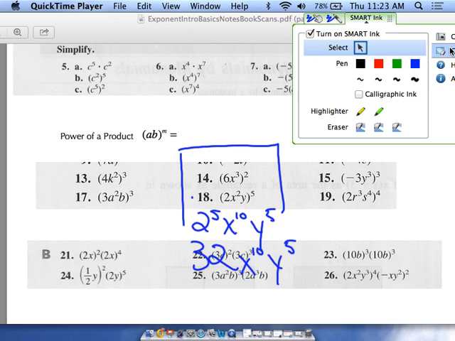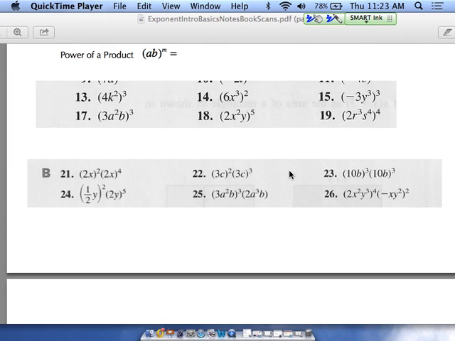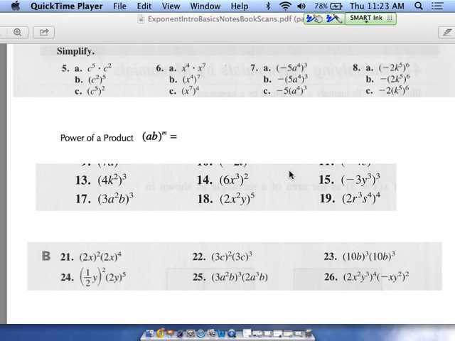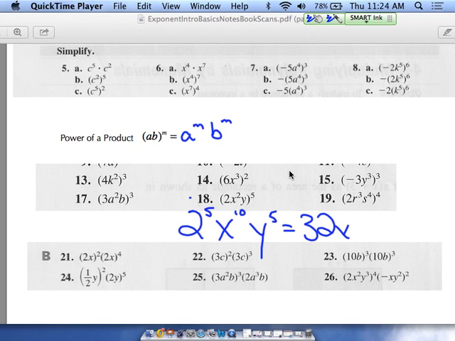Now the best way to use the properties is to combine all three that are on your notes. So the last property, I have a product inside parentheses, which I'm raising to a power outside of the parentheses. So you take each factor inside parentheses and raise it to the power that was sitting outside the parentheses. So a problem like number 18, I would interpret that as 2 raised to the power of 5, x raised to the power of 2 times 5, y raised to the 5th. So this gives me 32, x to the 10th, y to the 5th.